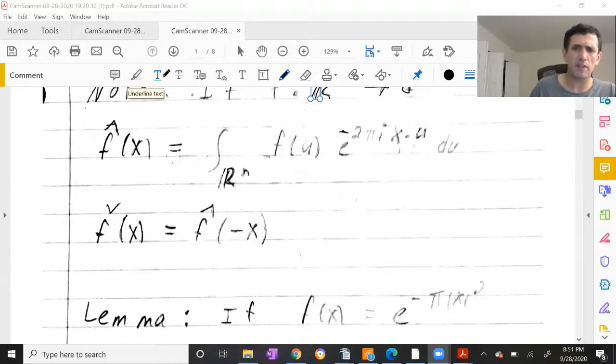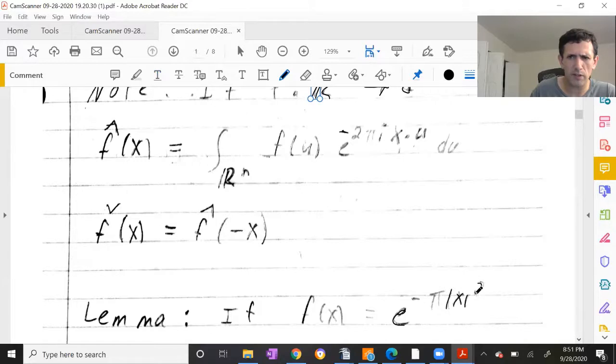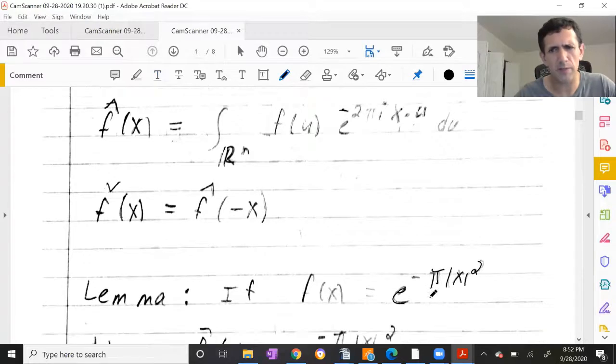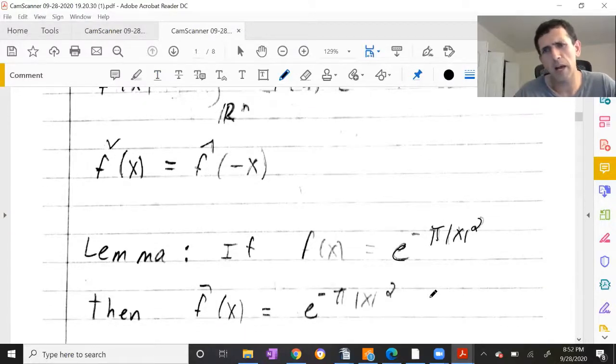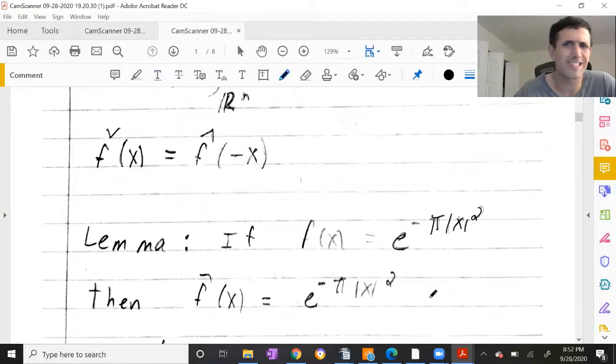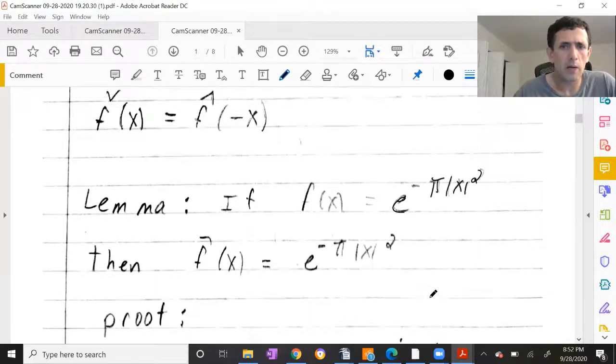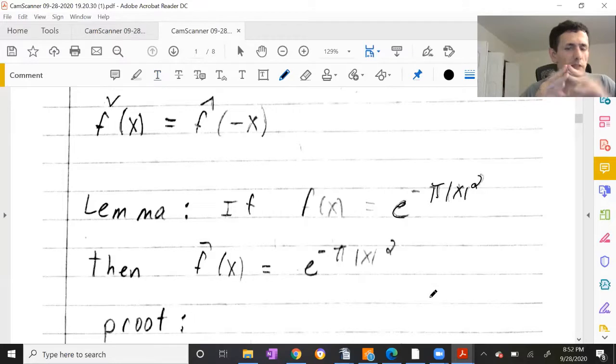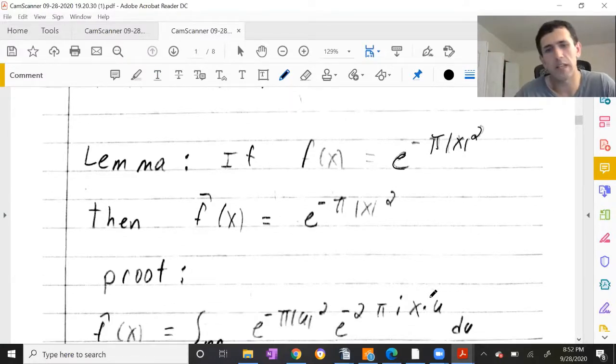So to really get this whole thing started, I need to know the Fourier transform of a Gaussian. And the claim is that the Fourier transform of a Gaussian, e to the minus pi modulus x squared, is just itself. And I'm going to use complex analysis to do this. The proof is nothing more than Cauchy's theorem, that if you take an entire function and integrate it over a closed contour, you get 0. That's all the depth of the complex analysis used here.